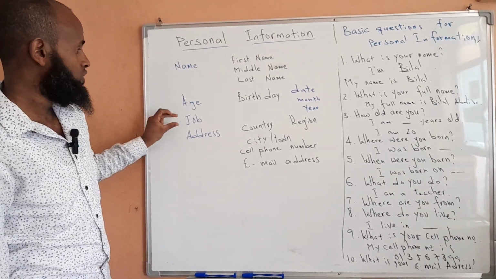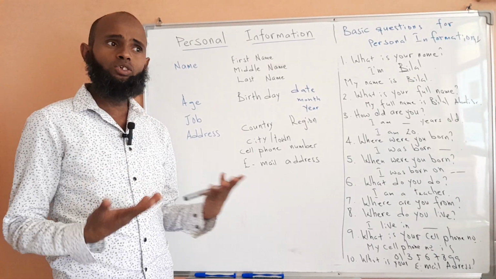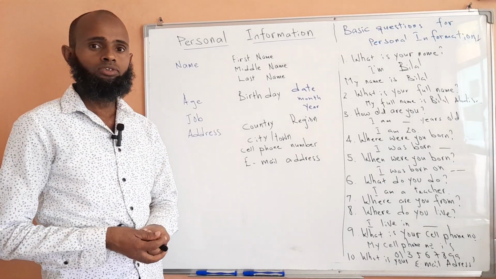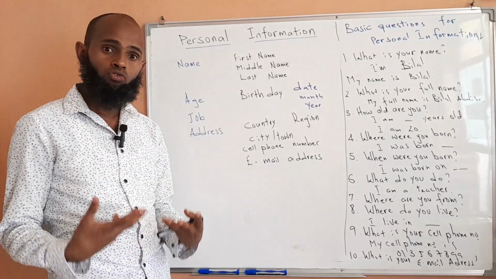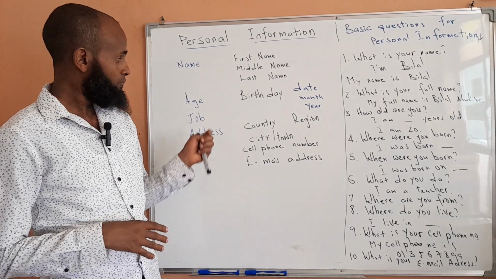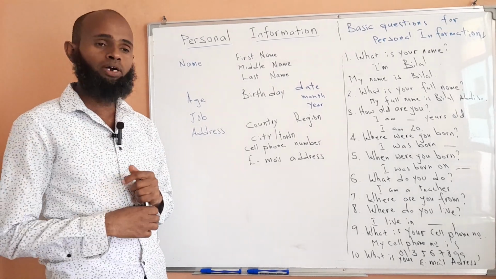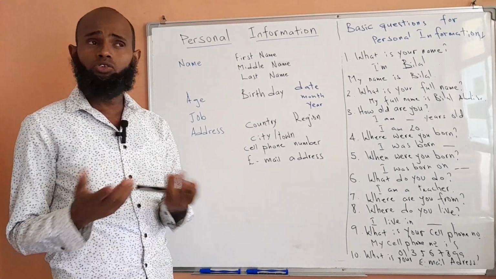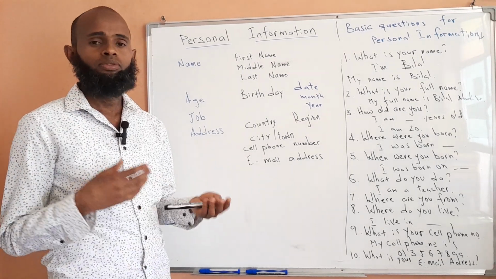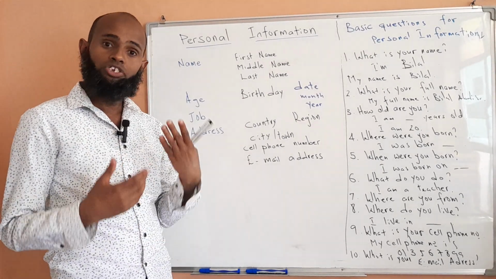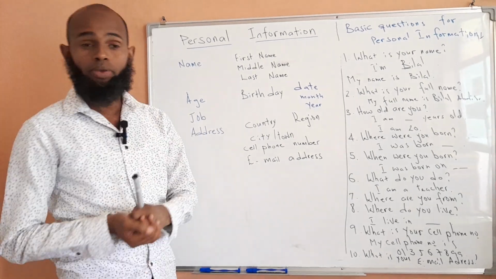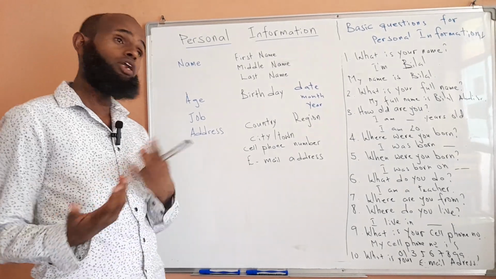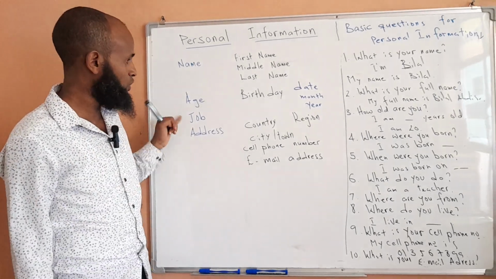The next question is job. Job means what you do. You can also say occupation, something that you do for a living. You can ask a person's job by saying, what do you do? Or you can also ask, what's your job? What's your occupation? What do you do for a living? You can use these questions to ask a person's job.